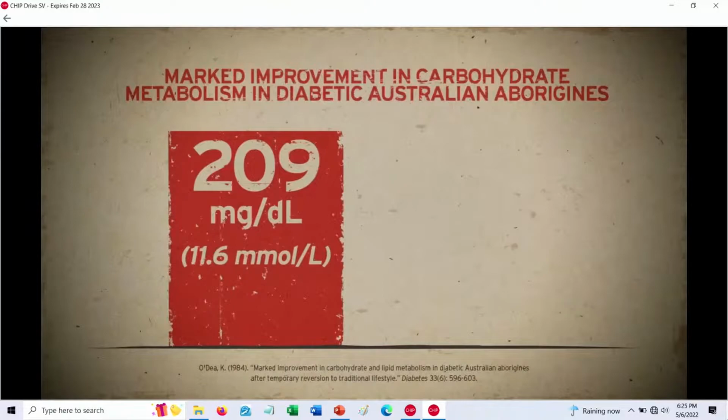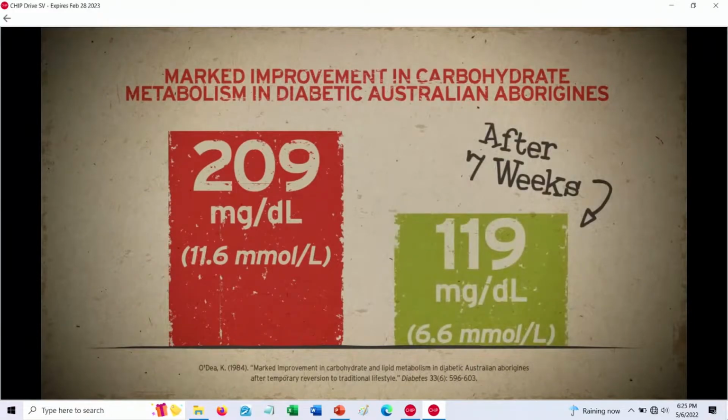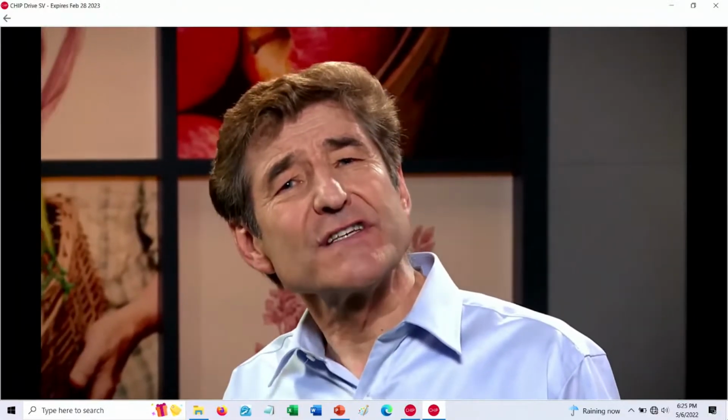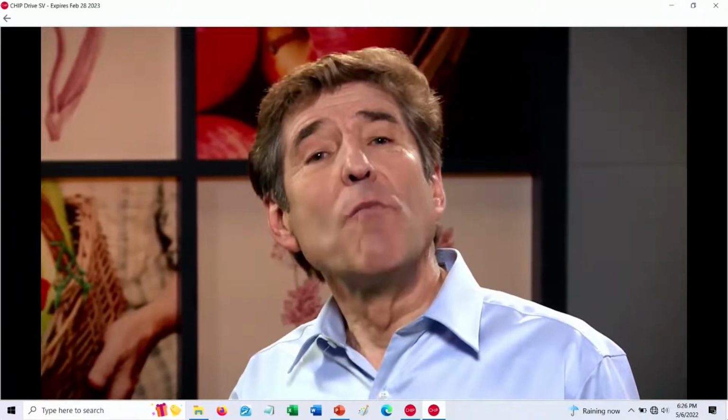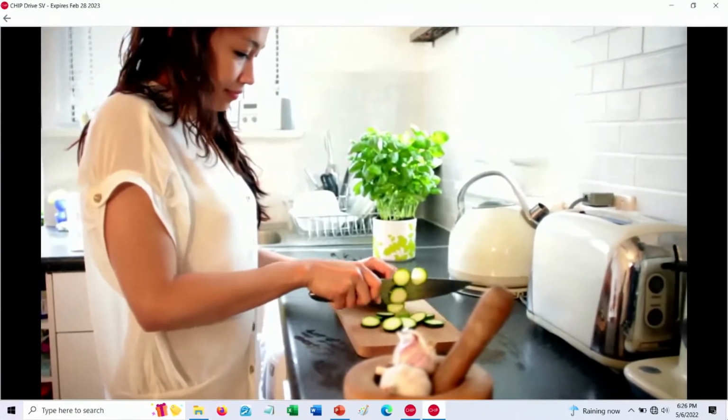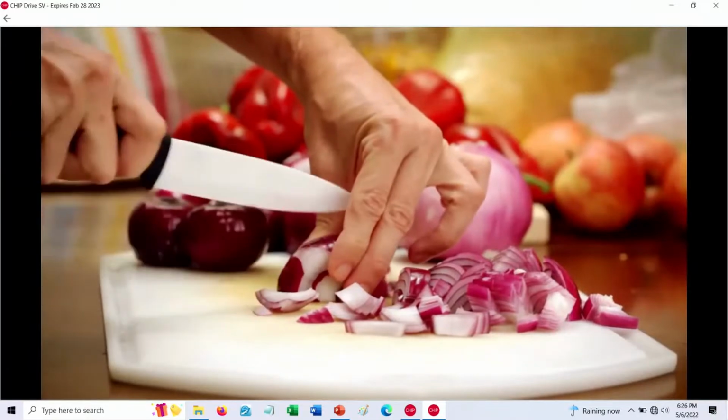In the process, they lost 18 pounds, which is about 8 kilos, and their average diabetic blood sugars of 209, which is 11.6, dropped to non-diabetic levels of 119 or 6.6 without having to rely on any medication. And how did they accomplish this in just 7 weeks? Here, by following a simple, less refined, more traditional diet with little fat and lots of fiber.